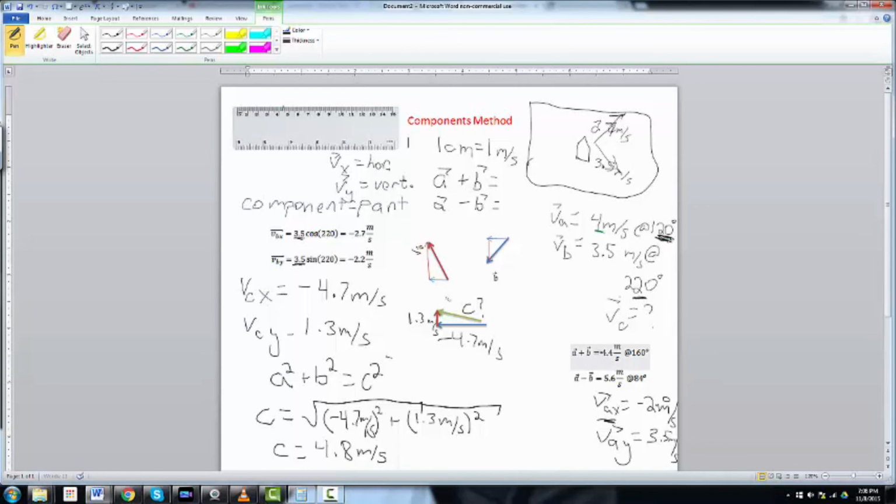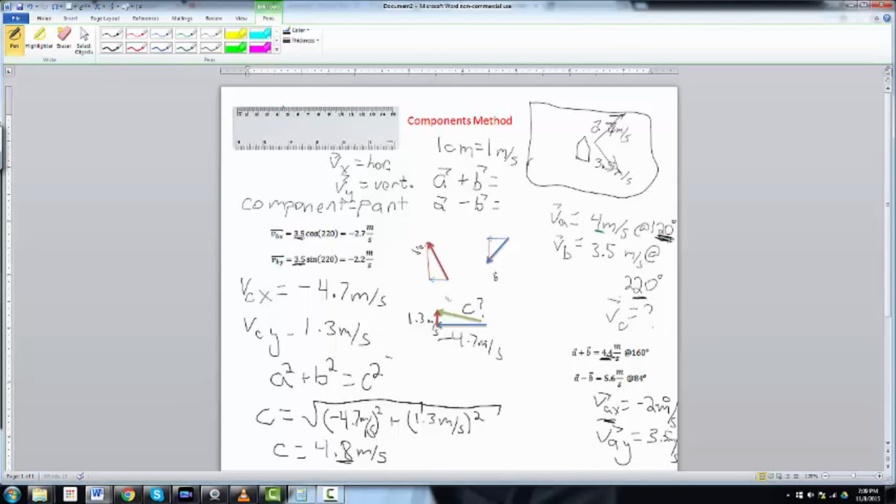That's the length. If I compare it with my tip to tail method, that gave me 4.4. That's 4.8. That's not bad. This is more accurate because we correctly broke this up into components, whereas using the tail to tip method, it's a little bit more unclear just because of the uncertainty of the ruler and the protractor and using it on a computer. But you can see that, hey, they closely line up. Okay, so that's 4.8 meters per second.